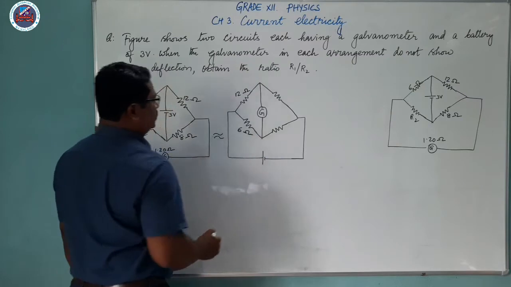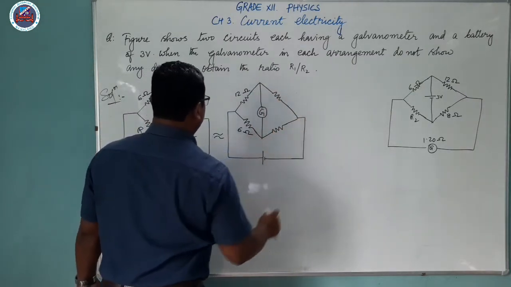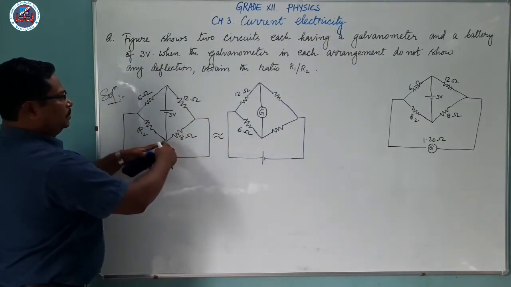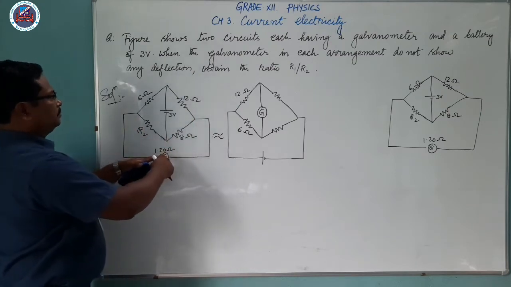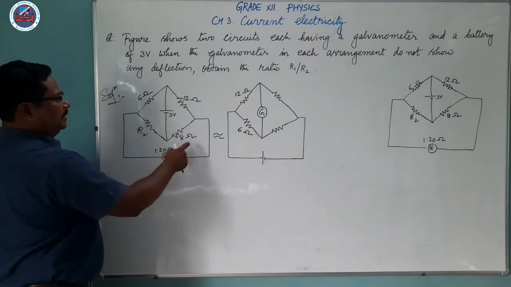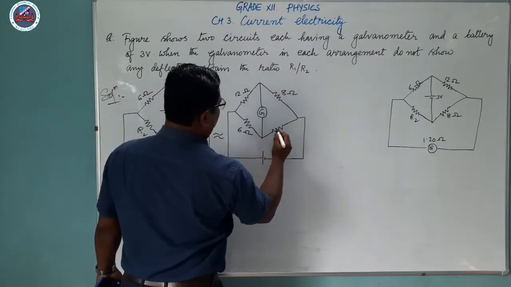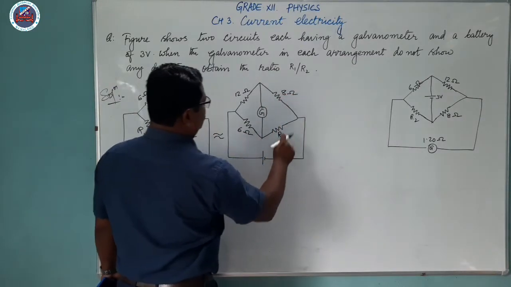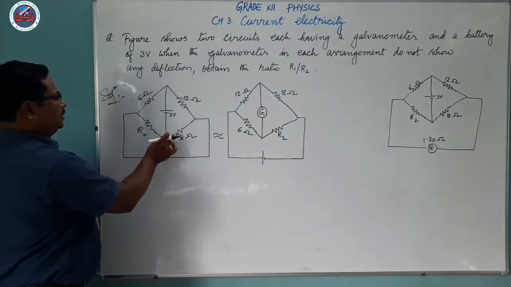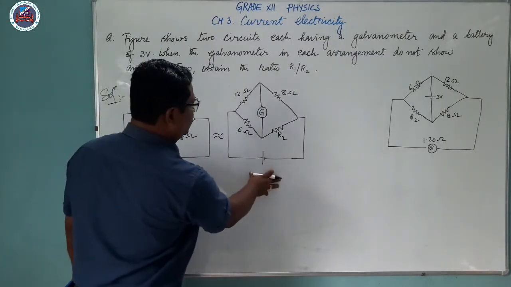Like this also you can do, and the current leaves through this terminal, this right-side end. Here it leaves from 8 ohm and R2. So top 12, 6. Then here will be 8 ohm and R2. It leaves towards the cell's negative terminal. So like this you can draw the equivalent circuit.